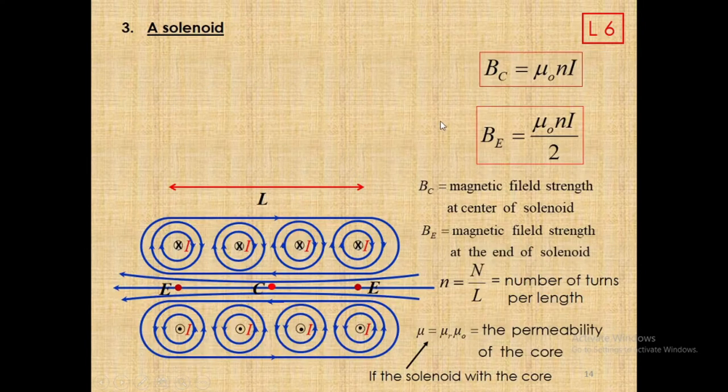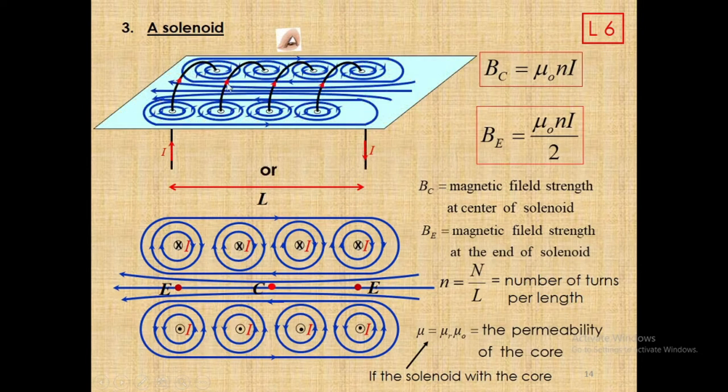Okay, this one is for the solenoid. In a solenoid, we have several circles here and several turns on the page. So we look here, the direction of the current is into the page from the left side and out of the page from the right side. The formula of the solenoid is B equal to mu naught N I. BC refers to the center of the solenoid.